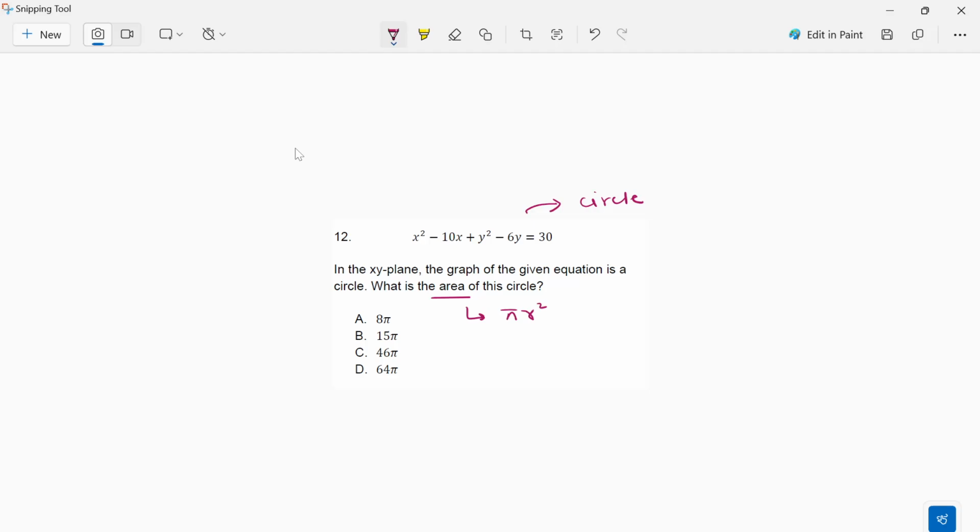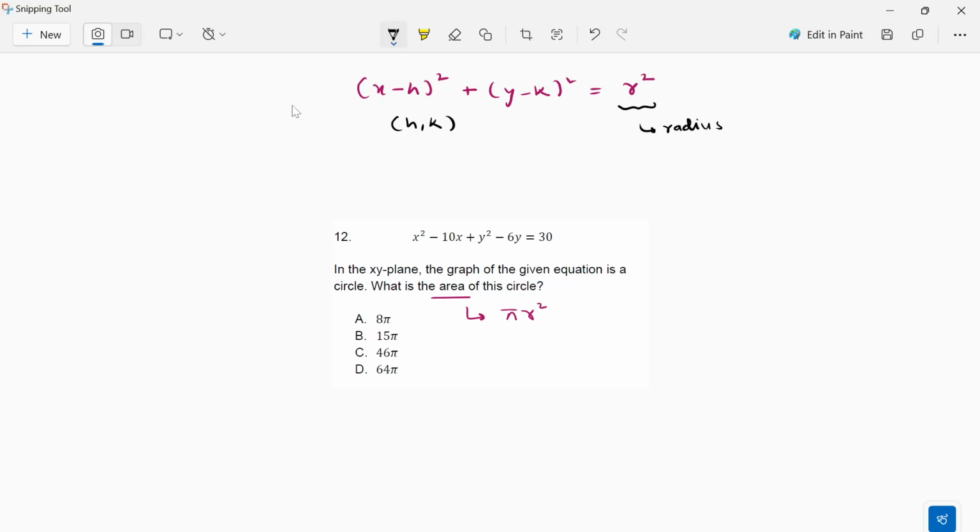Now how can we find out the radius of the circle when the equation of the circle is given to us? For that, you should know the standard form of the equation of a circle. This is not the standard form. The standard form is given by (x minus h) whole square plus (y minus k) whole square is equal to r square, where r is the radius and h comma k are the coordinates of the center of the circle.